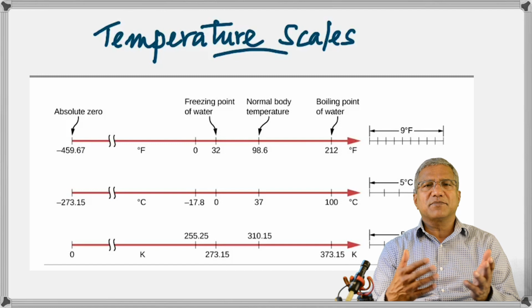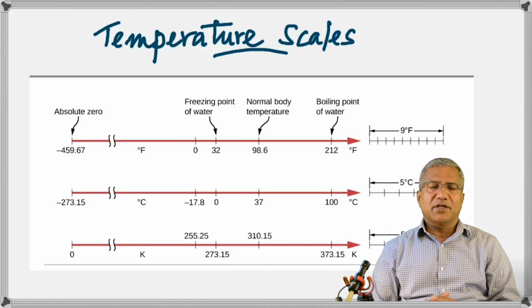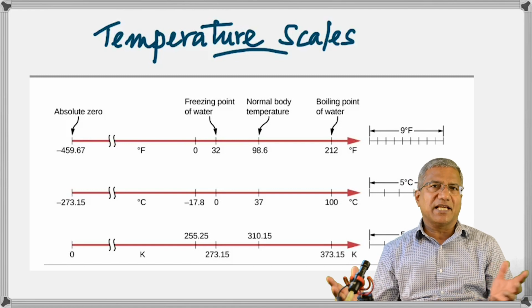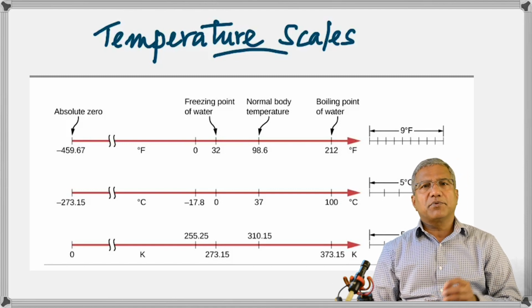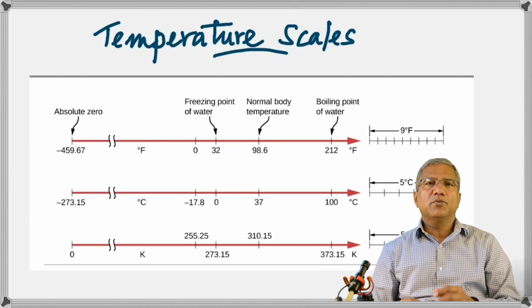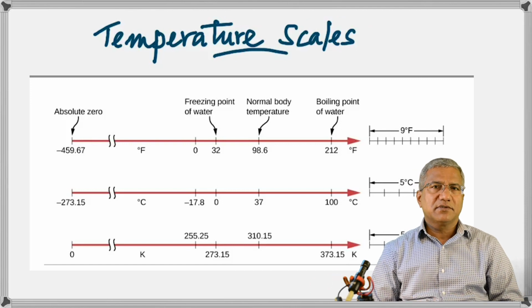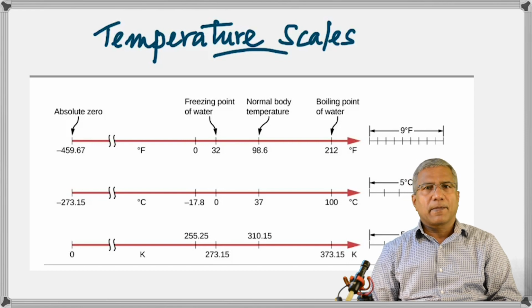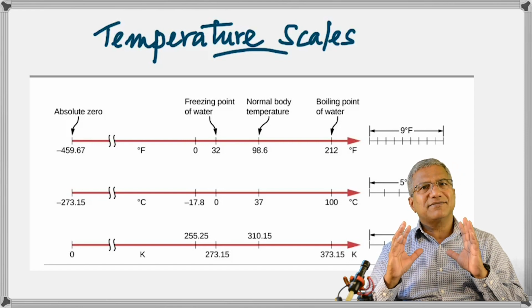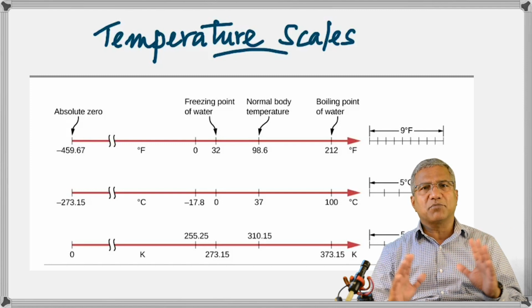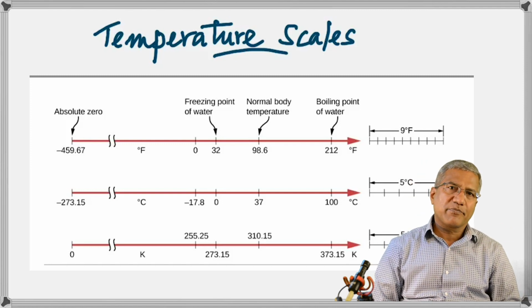And it's easy to change from Celsius to Kelvin. You just add 273 to Celsius to get it in Kelvin. For example, 27 degrees Celsius is 27 plus 273, which gives 300 Kelvin. So it's easy to change from Celsius to Kelvin. It's my suggestion that you always change it to Kelvin so you won't have any problems in any formulas.